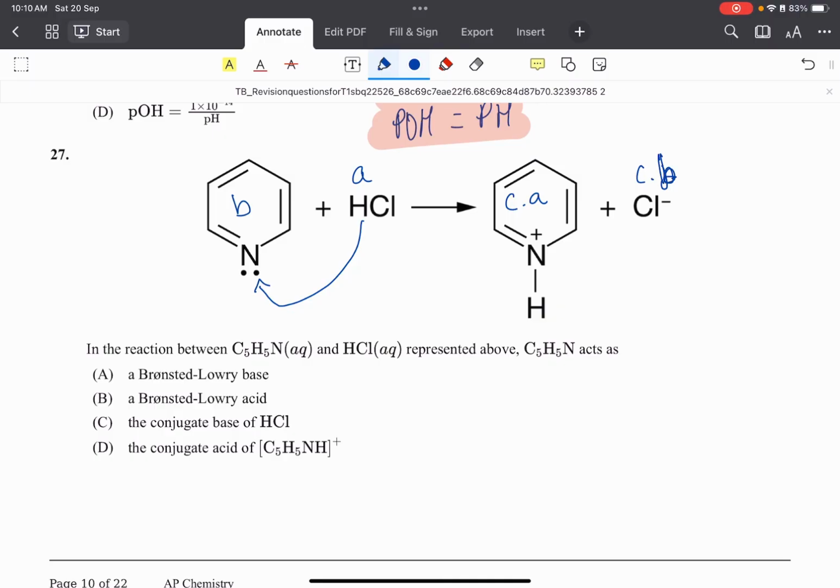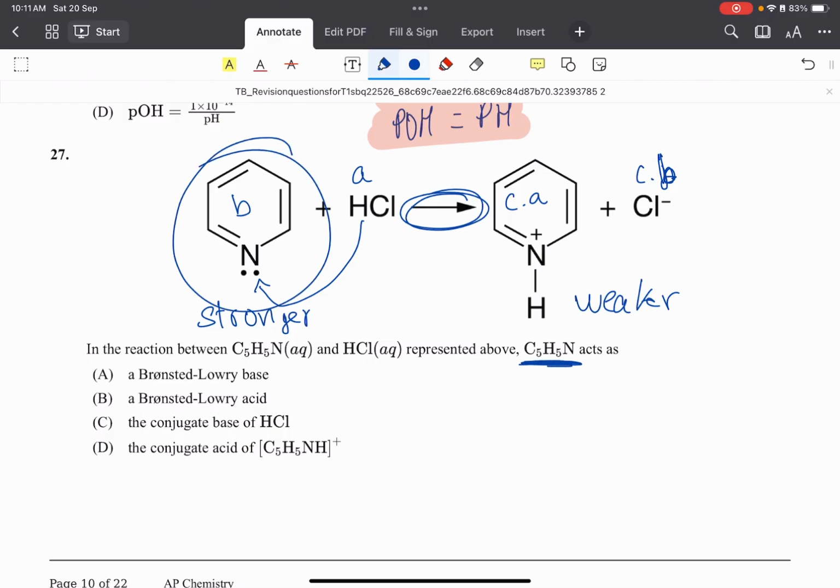Okay. And the reaction is going in one direction. So they want us to think that this side is stronger than this side. It goes in one direction. So in the reaction, Bronsted, they're talking about this acts as a base. No. Okay, so it's very obvious.